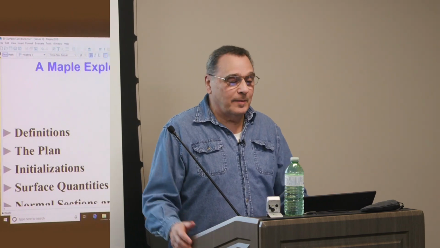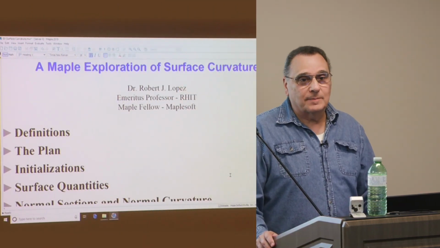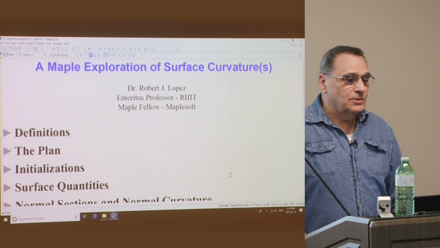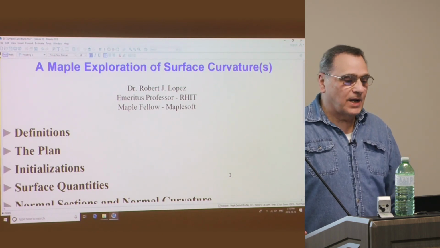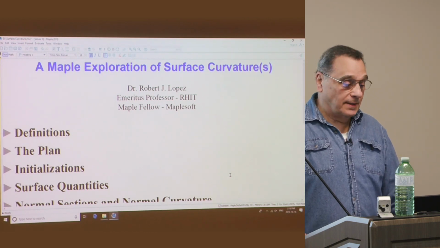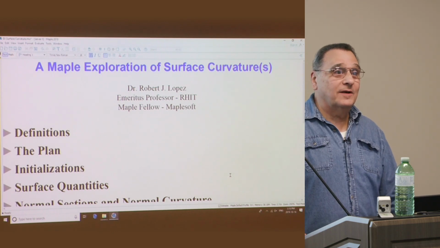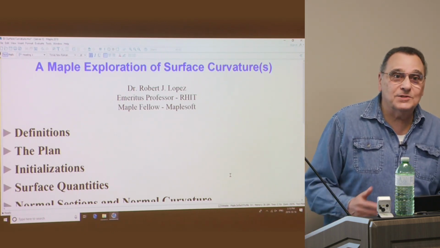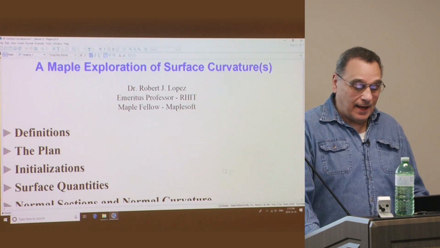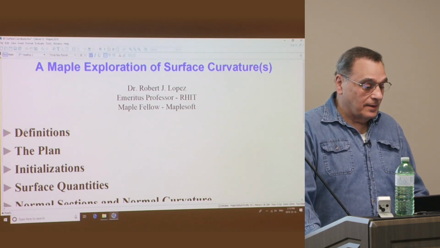And I got dragged into this by a question that I received from a participant in one of my webinars, who asked something about a textbook that's on the market, John Oprea's differential geometry book, which has errors and some lousy Maple in it. And I realized I didn't know enough to answer the question. So this is the story of what I went through to make sense out of what I should have known about surface curvature.